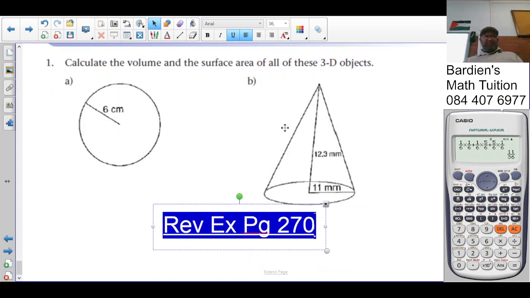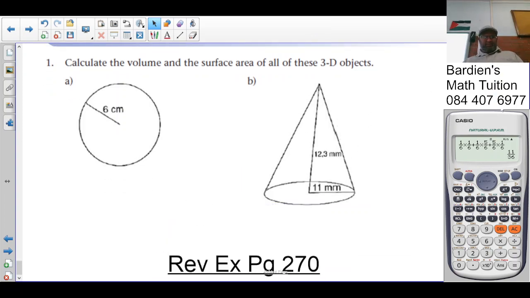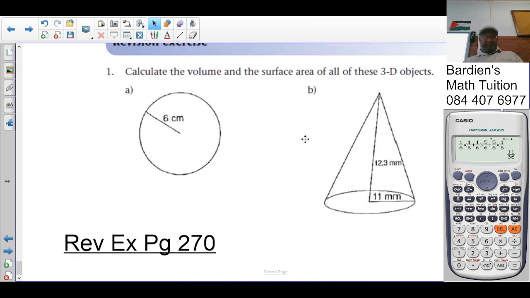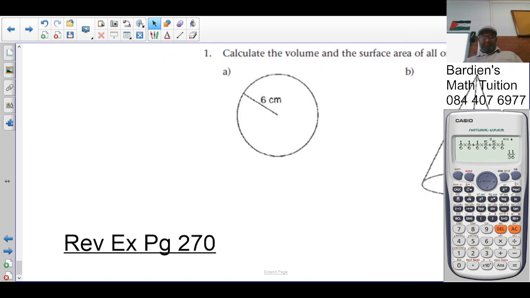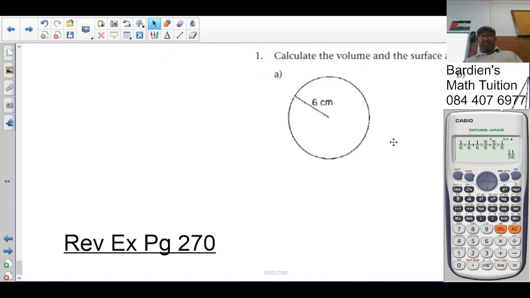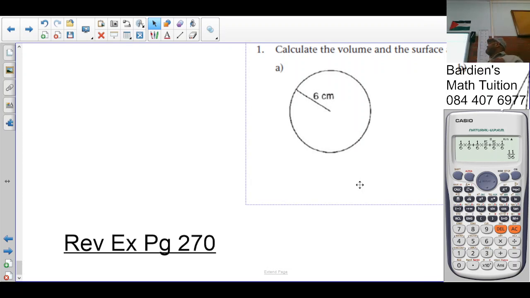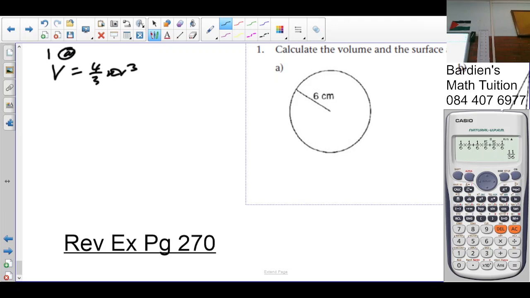Right, so the first question says, calculate the volume and the surface area of the 3D objects. So let's calculate the volume and the surface area. That is now of course not a circle. It's a sphere. So the volume of a sphere is 4 over 3 pi r cubed. Okay? So it's going to be 4 over 3 pi times 6 cubed.